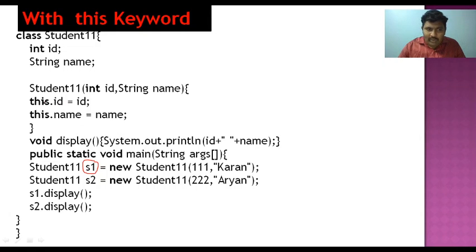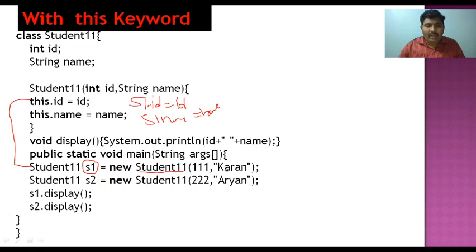So whenever the constructor Student10 is called, this is automatically set with respect to the s1 object creation. So automatically this will point to s1. So simply, this.id equal to id is s1.id equal to id, and s1.name is equal to name. So the previous problem is eliminated.